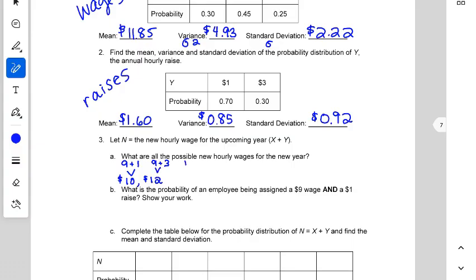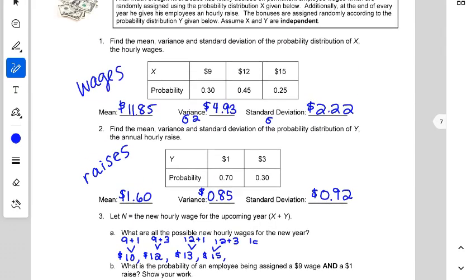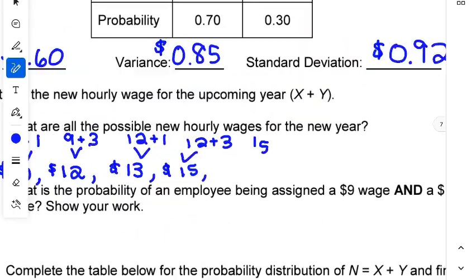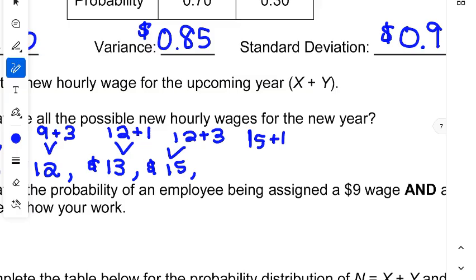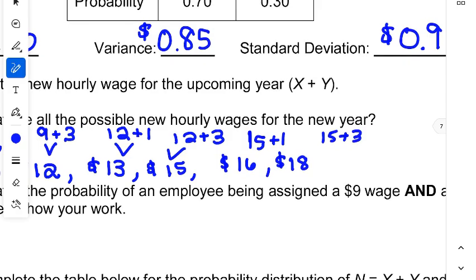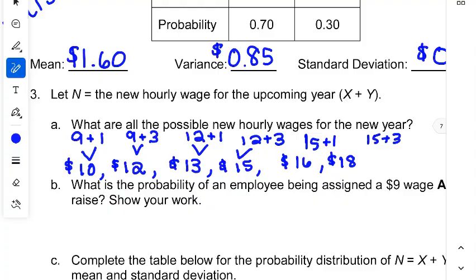So then we got to move on to, if we start out with 12, get $1, 13. 12 plus 3, $15. And then 15 plus the 1 gives us 16, and then 15 plus 3 gives us 18. So those would be the new hourly pay.